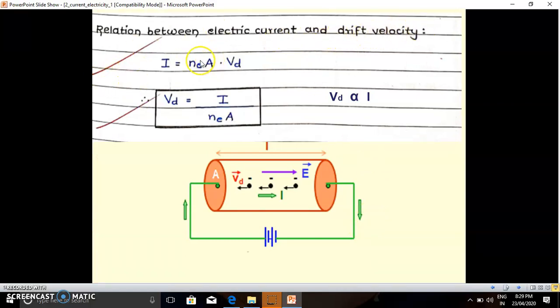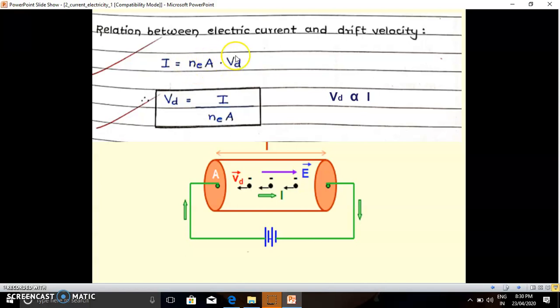Now next point, what is the relation between electric current and drift velocity? My dear students, if you want to increase current, we simply have to increase the area or thickness of the conductor. If you increase the area, the number of electrons will increase. Resultantly, the total charge, that is the product of number of electrons into charge, will increase.